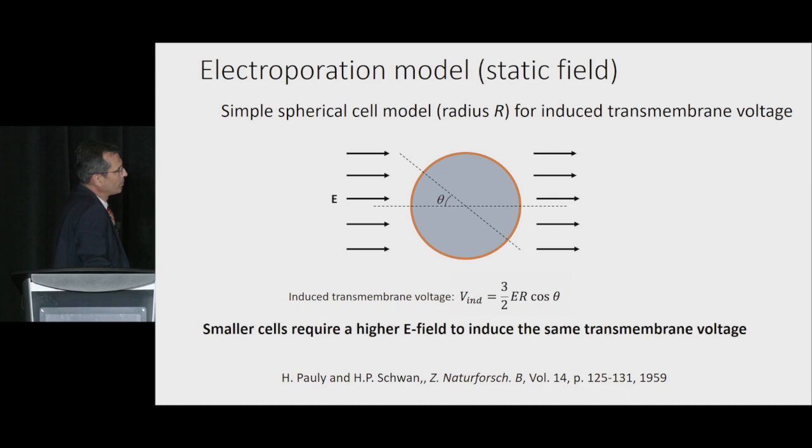Now, there are several basic elements that are probably interesting to know. The transmembrane voltage that we induce by applying this electric field to cells varies with the radius of the cells. And the important consequence of that is that smaller cells require a higher electric field to induce the same transmembrane voltage. So it's easier to work with bigger cells. And this may have some consequences when the cells are not spherical, of course.